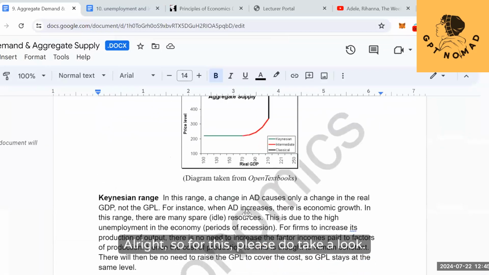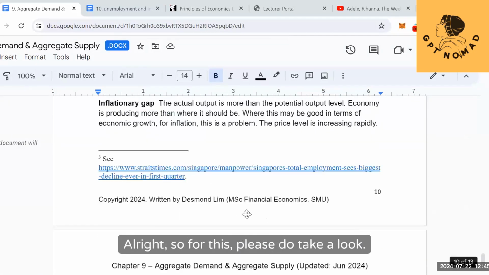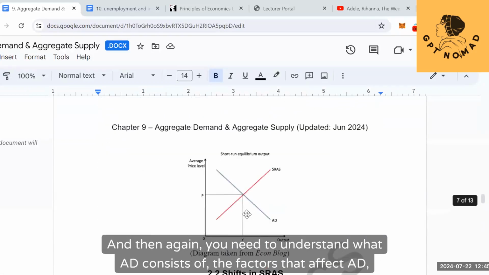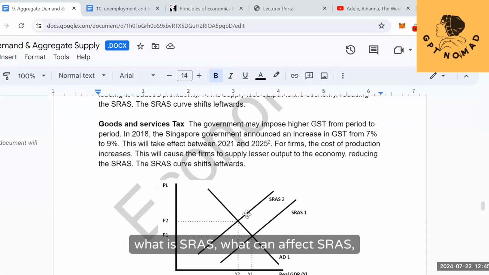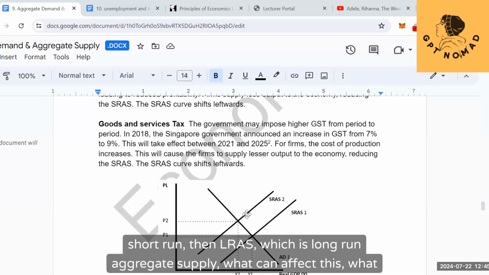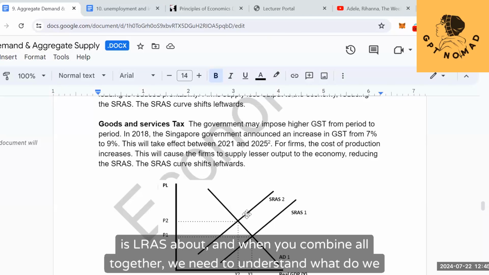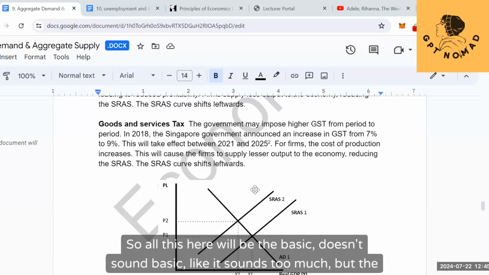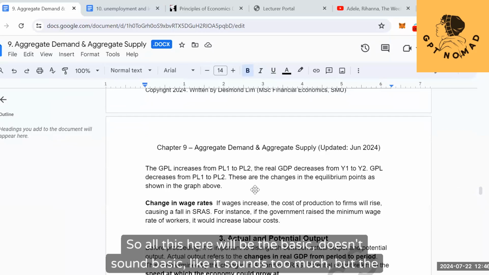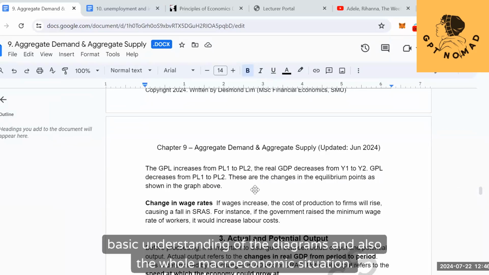All right. Okay, so for this, please do take a look. And then again, you need to understand what AD consists of, the factors that affect AD, what is SRAS, what can affect SRAS, short run, then LRAS, which is long run aggregate supply, what can affect this, what is LRAS about. And when you combine all together, we need to understand what we mean by the recessionary problem, what we mean by the inflationary problem. So all this here will be the basic. Doesn't sound basic, right? Sounds like too much, but the basic understanding of the diagrams and also the whole macroeconomic situation.